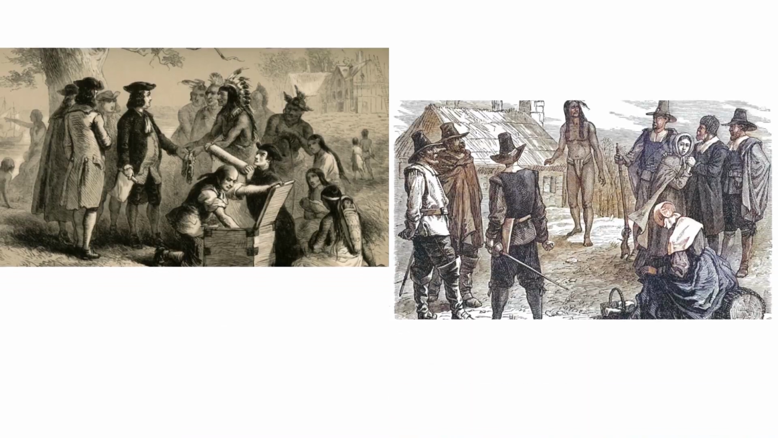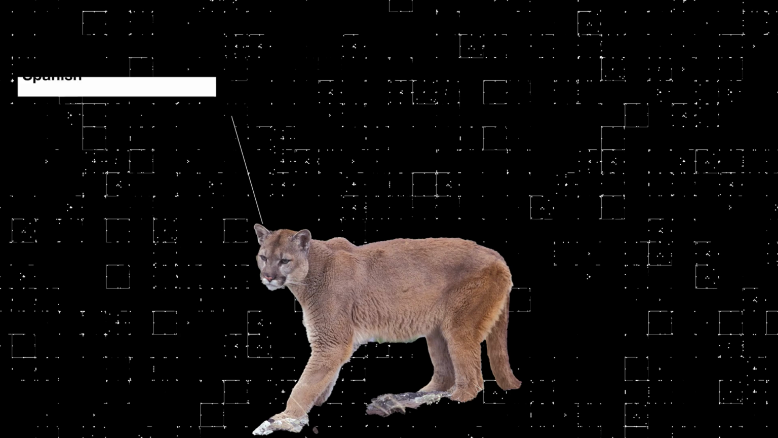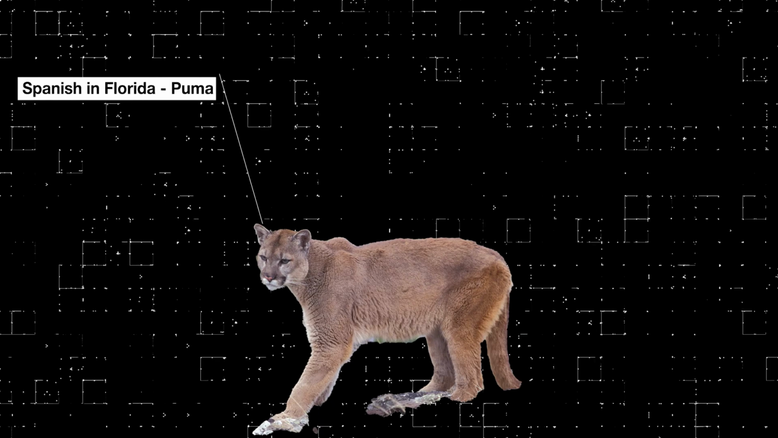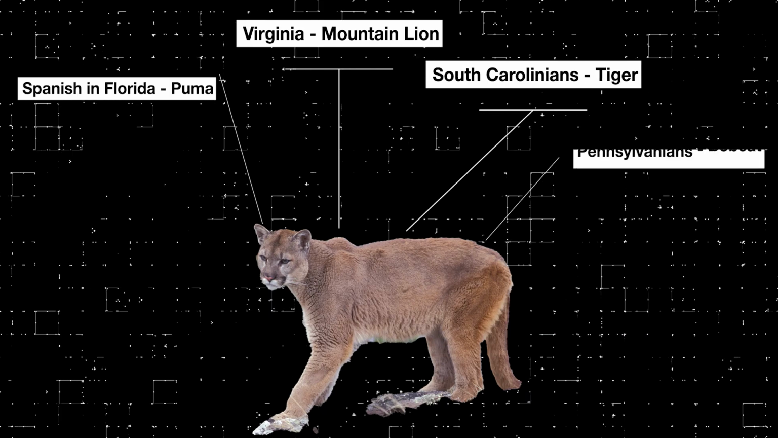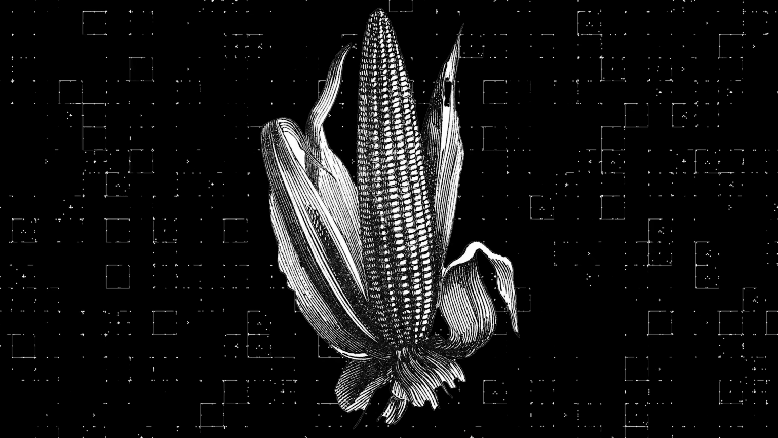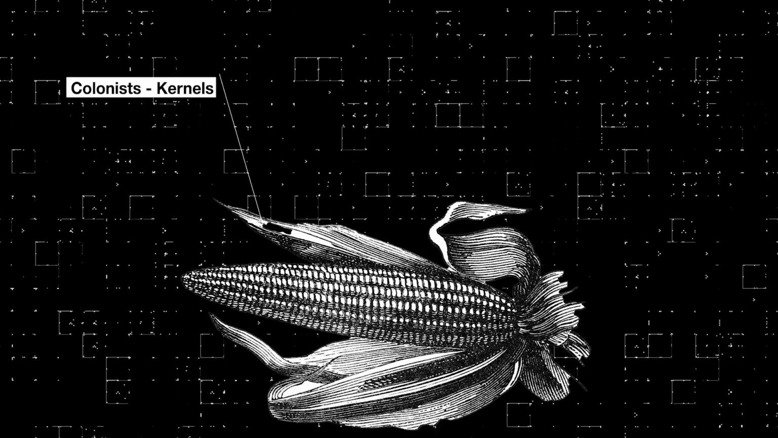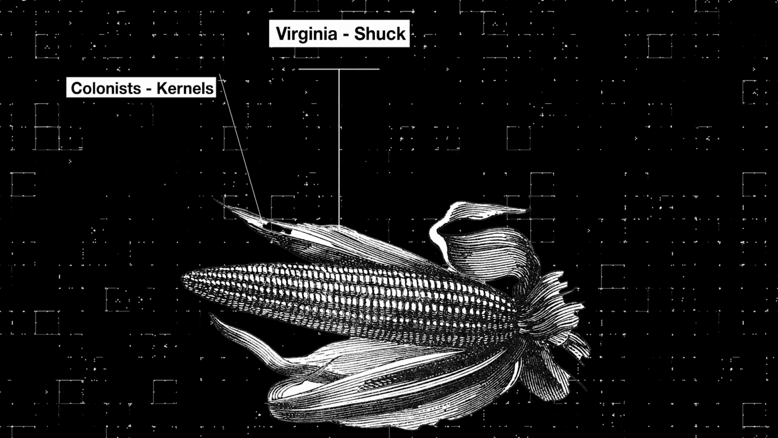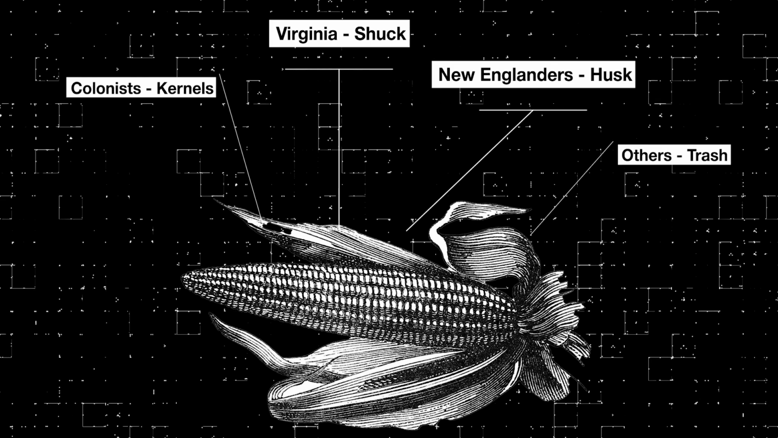During the colonial era, the emergence of regional dialects within American English can be discerned from the varied terms colonists used for identical items. For instance, while the Spanish in Florida termed any large feline as puma, those in Virginia favored mountain lion, South Carolinians said tiger, and Pennsylvanians opted for bobcat. In the context of corn, while all colonists concurred that the edible parts were kernels on a corn cob, they diverged on naming the outer layer. Virginians said shuck, New Englanders chose husk, and some others termed it trash.